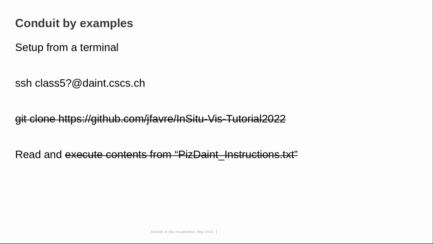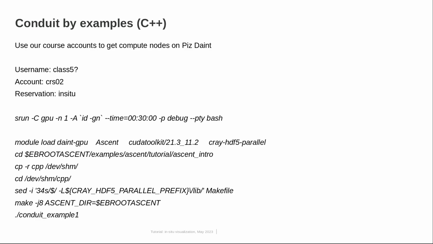All right, so there's only one way to learn, is to do it by examples. So if you are able to connect to Conduit, I have already cloned the repository for you, so you shouldn't have to do that. And we're going to execute JupyterLab notebooks. If, however, you prefer to do this via the command line, via a terminal, you can compile all the Conduit examples in C++ using your account. So use your username, your account.